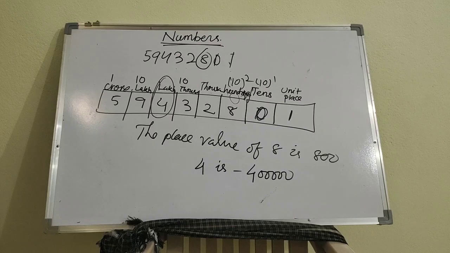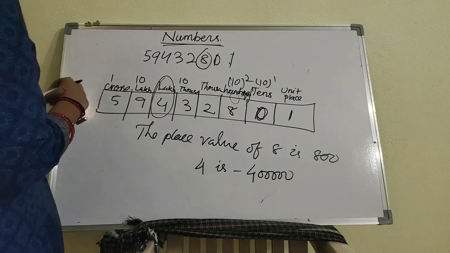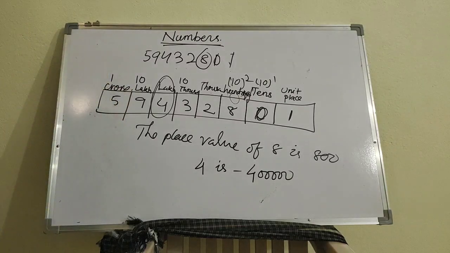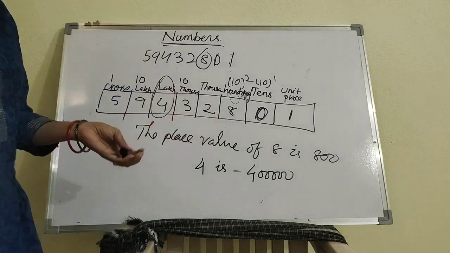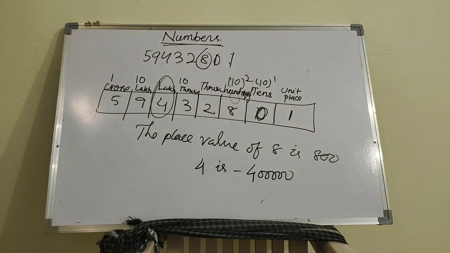Next is your face value. Face value is nothing but the exact number. Suppose the face value of 5 is 5. The face value of 3 is 3. The face value of 8 is 8. So let me explain the types of numbers.